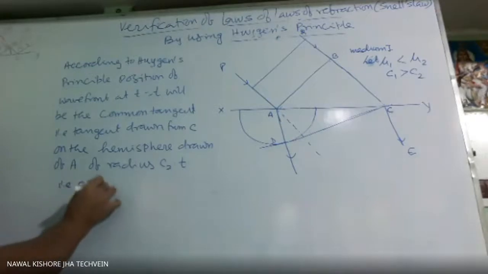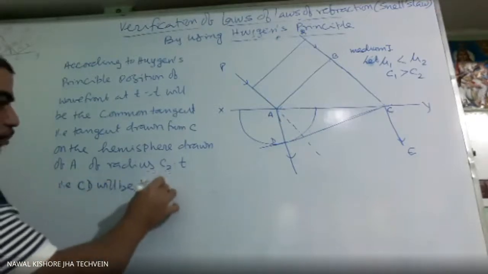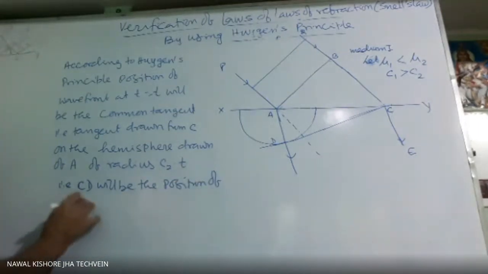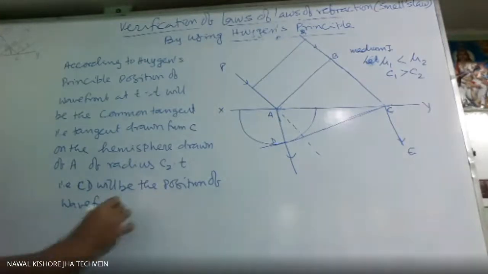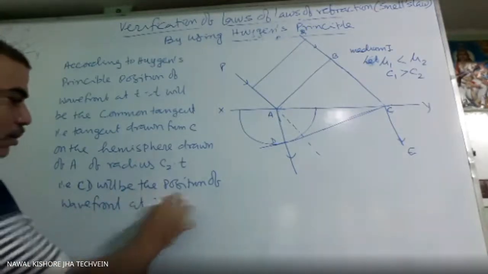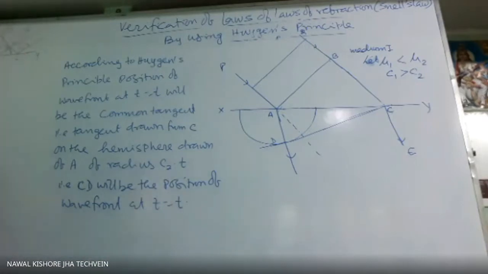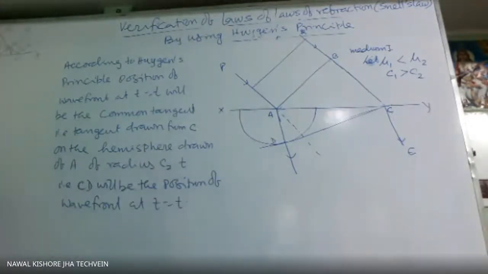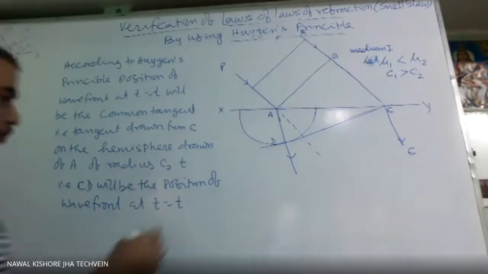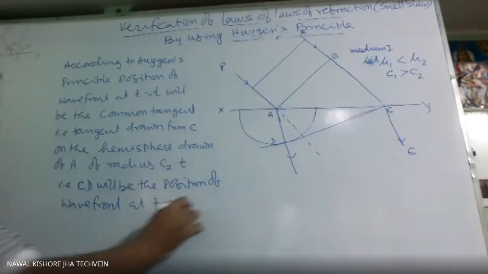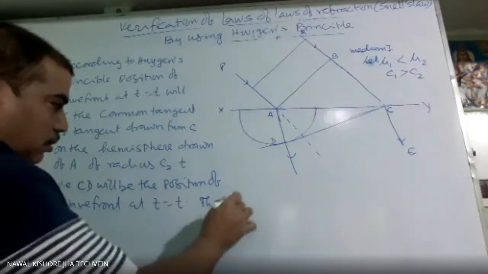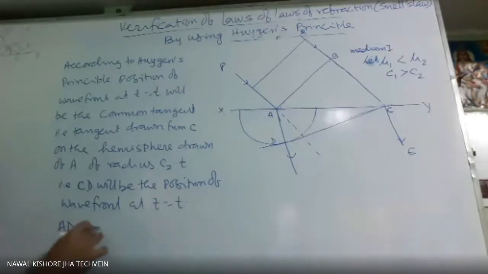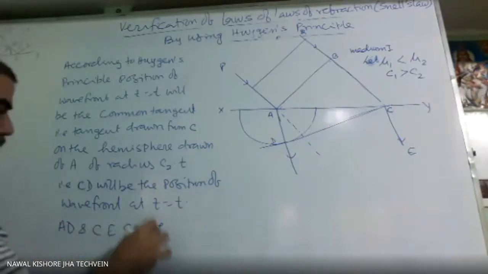ACB will be the position of the wavefront. So this AD will be the refracted ray. So this AD and CE are the refracted rays.